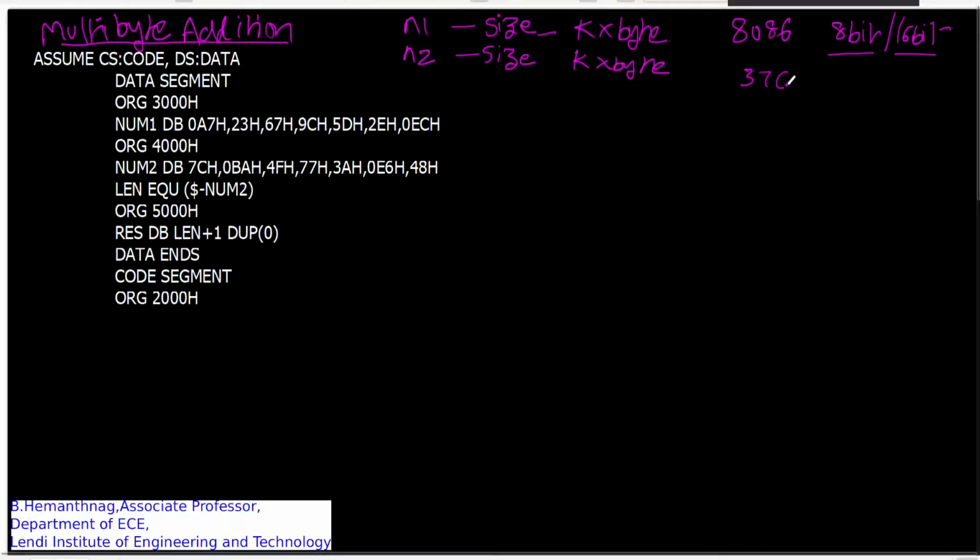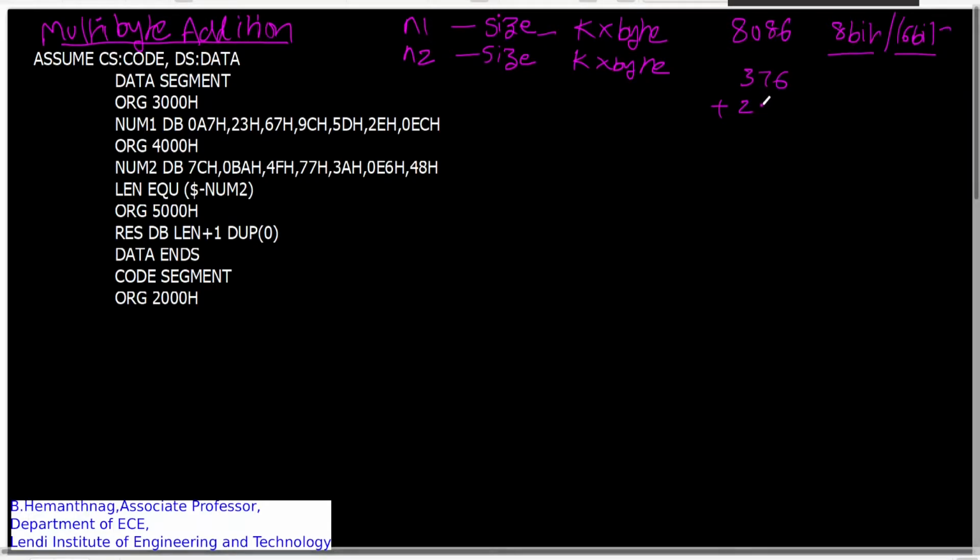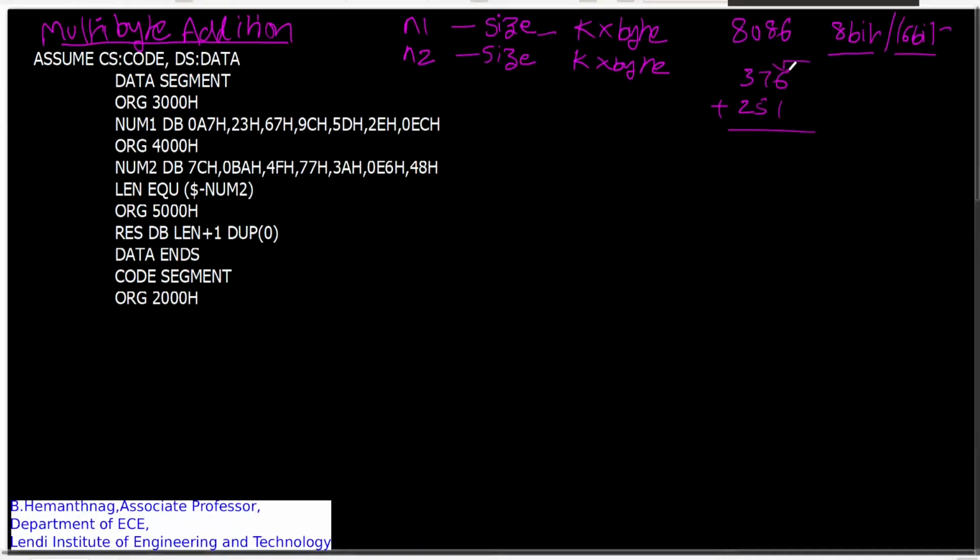376 plus 251. If I have to perform addition of these two numbers, what should I do? I start with the lower position digit. This is the lower position digit. Add the two digits in the corresponding position. 6 plus 1 is 7. Then I will move on to the higher position.